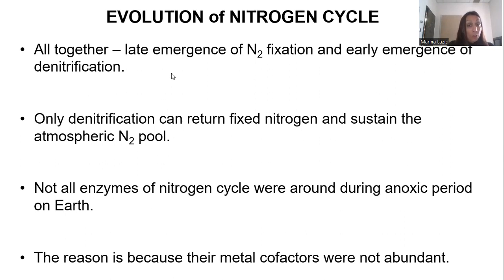But it is true that only denitrification can return fixed nitrogen and sustain the atmospheric nitrogen pool, which we have these days. And not all enzymes of the nitrogen cycle were around during the anoxic period on Earth. And we know that Earth was anoxic in the beginning. The reason why they were not around is because there were no metal cofactors that support them. So those metal cofactors were not abundant.